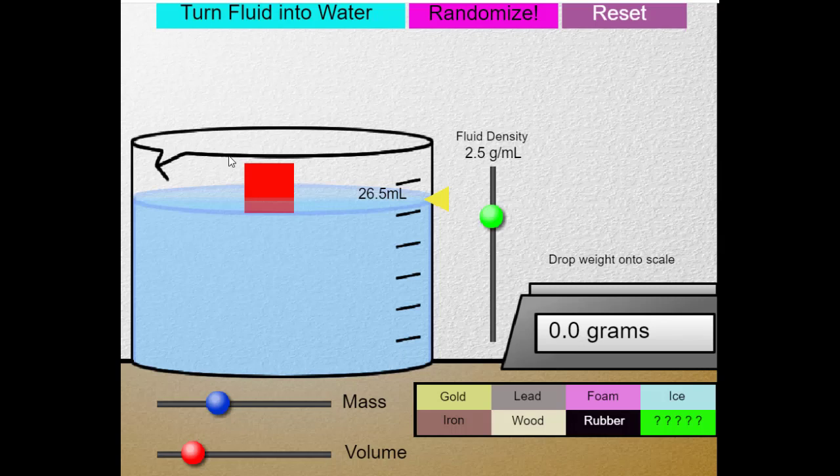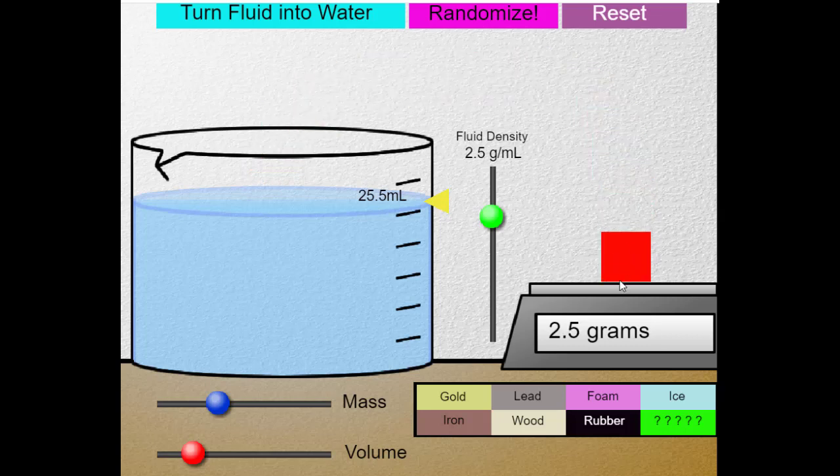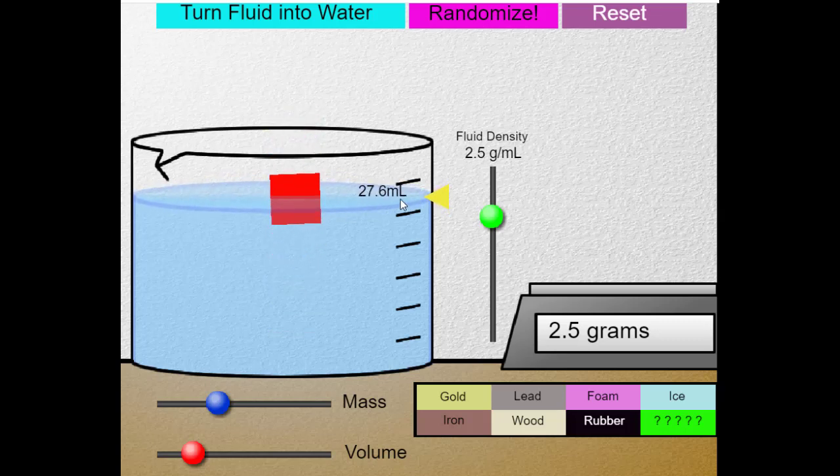This is a fun simulation to practice what we've been learning and calculate the density of these different objects. If you take these objects and let's say I put it onto the scale to get its mass, 2.5 grams. And then to get its volume, notice that my starting point here is 25.5 milliliters. So when I take this and I pull it all the way underwater, it goes to 29.6 milliliters. I'm going to subtract the difference in those two. So 29.6 minus 25.5, and I'm going to get 4.1 milliliters.